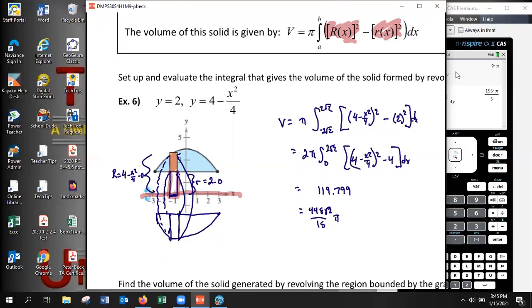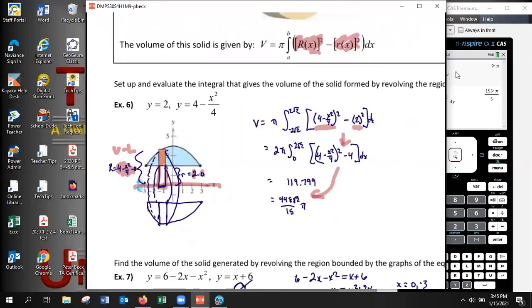So the overall outer radius is 4 minus x squared over 4 minus 0 because it's upper minus lower still. So the inner radius is upper minus lower. In this case, it's 2 minus 0. So we have pi outer radius squared minus pi inner radius squared. And then you can see I did a quick amount of simplifying, and I get either one of these two solutions. One of them is a decimal, one of them is exact.